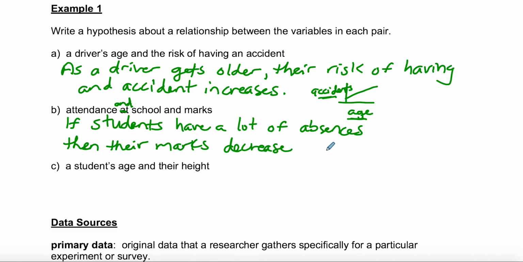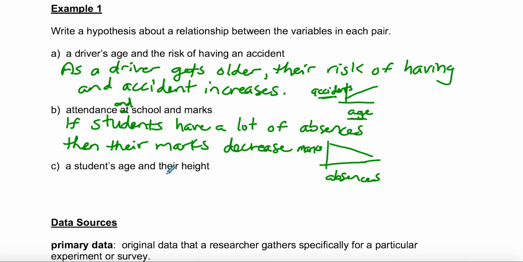How this would look, the absences are the cause. So absences would need to go on the x-axis, and marks would go on the y-axis. And the more absences they have, their marks are actually going to decrease. So the line, if you could imagine, might look something like that on a graph.